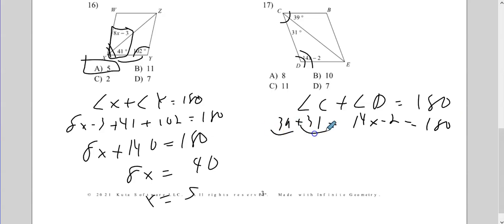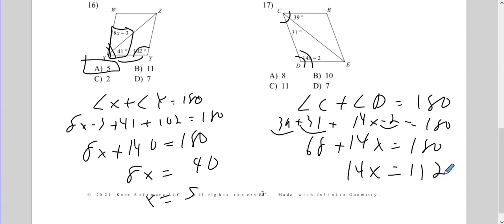So I need to combine like terms. So I'm going to do 39 plus 31 minus 2. That's 68 plus 14x equals 180. I'm going to subtract 68 from both sides. And that gives me 14x equals 112. Last step is to divide by 14, and I get x is 8.